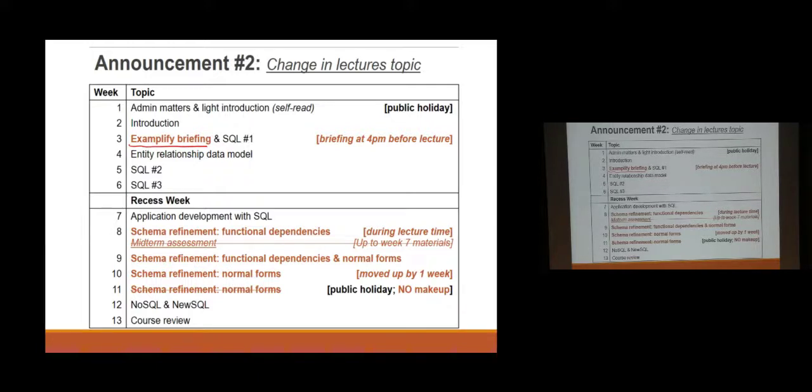Because of the room booking problems, I'm just going to move up this component in red here, which was previously in weeks 9, 10, and 11. I just moved it up by 1 week. And we will not have a make-up for the week 11 lecture. Okay, so any questions on this?